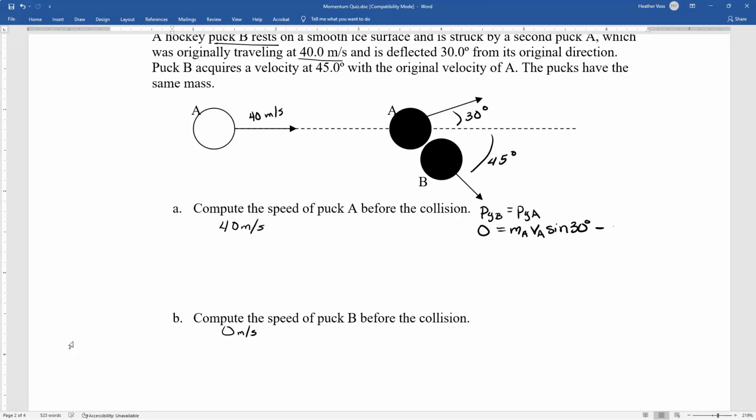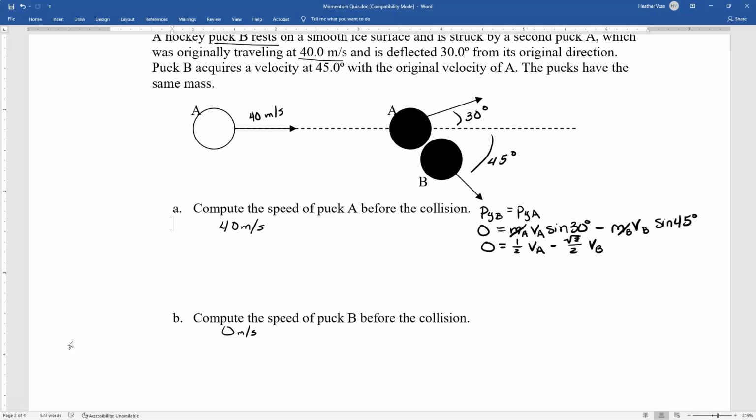Then I've got minus mass of B, velocity of B, sine of 45 degrees. Something I know: the masses are the same, so the masses will cancel out in this problem. 0 divided by any mass is going to be, well, 0. So I've got the velocity of A, sine of 30, so that's 1/2 velocity of A. Sine of 45 is square root of 2 over 2, velocity of B.